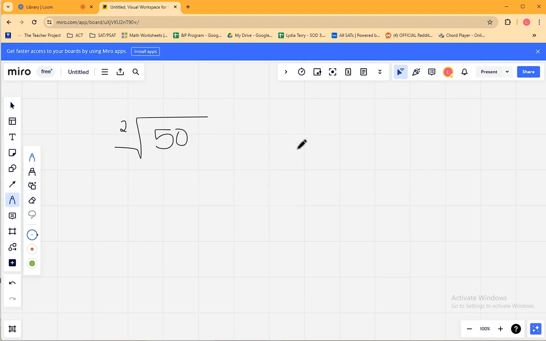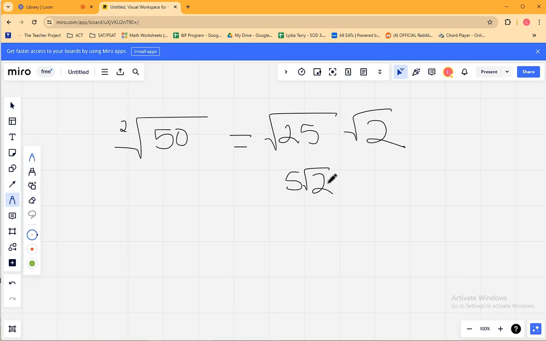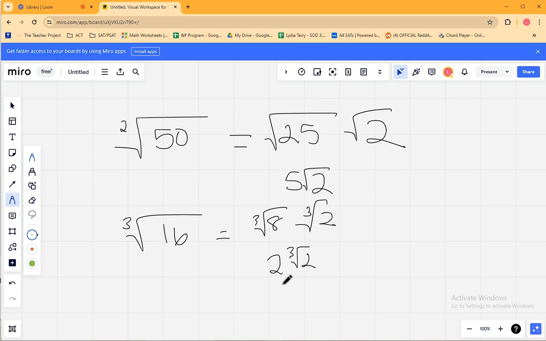Because of what we went over in the last video, the square root of 50 is the same thing as the square root of 25 times the square root of 2, which of course you can simplify. So the square root of 25 is 5. The square root of 50 will simplify to 5 root 2. You can also do it with cube roots. Let's say we have the cube root of 16 here. That's the same thing as the cube root of 8 and the cube root of 2. The cube root of 8 is of course 2. So this becomes 2 cube root 2, okay?